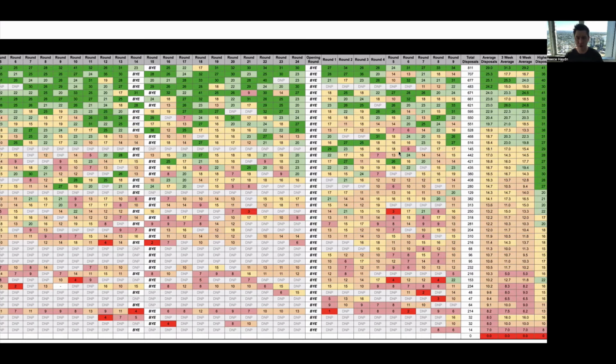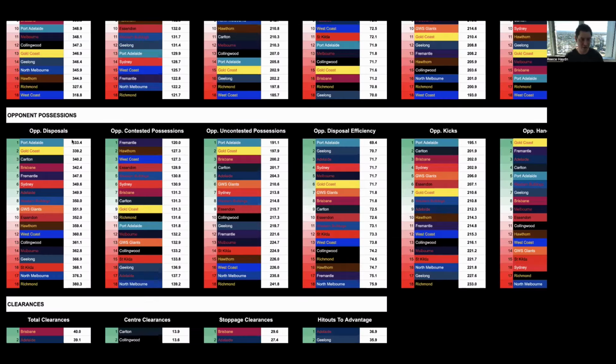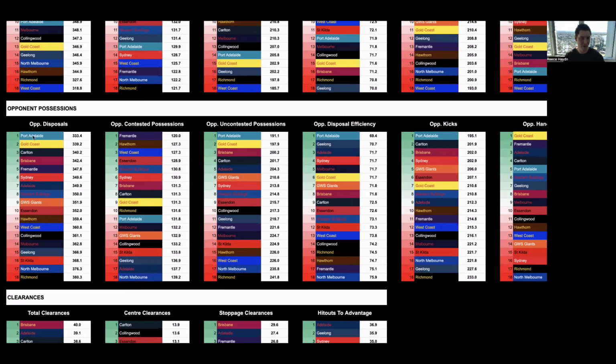Now, the other really good way of using this is not just looking at players to go over a certain number of disposals, but also looking at players to go under a certain number of disposals. So we go to the opposite end of the table and look at which teams give up the least number of disposals. So Port, Gold Coast, Carlton, Brisbane, Fremantle are your top 5 in that category. Then in uncontested possessions, it's basically the same. The only team that's in there is Adelaide, ranked 5th.